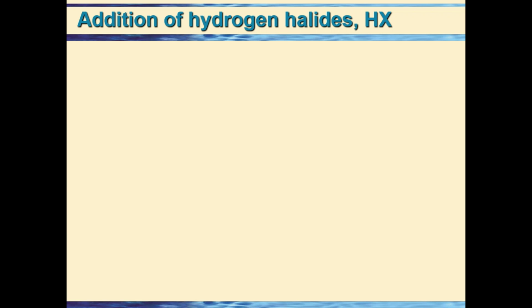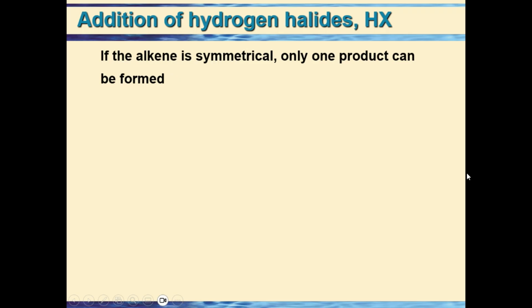In this video, I have further explanation on electrophilic addition of hydrogen halides with alkene. Now, if an alkene is symmetrical, only one product can be formed. Later, we'll look at asymmetrical alkene, then we'll get more products. So what does it mean by symmetrical alkenes? Ethene is a symmetrical alkene.